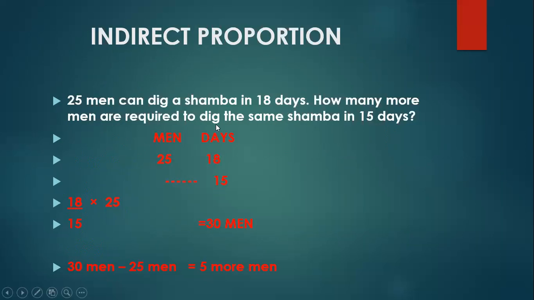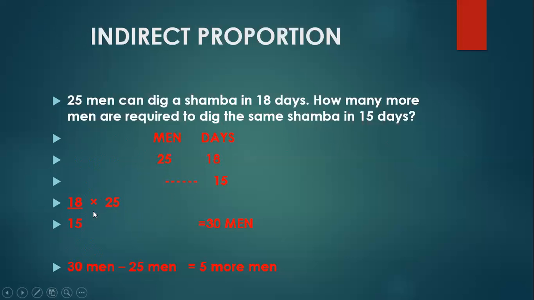So after arranging your work like this, you don't need to cross multiply. Just take the values the way they are. It is 18 over 15 times 25. Whatever you get here, come and write it here. If 25 men were taking 18 days, the question is asking how many more, a very key word for you to underline, how many more men are required to dig the same shamba in 15 days? So write your 15 here. Then you just take this one over this one times this one. Even if it was here, it is this one over this one times the value that is here.